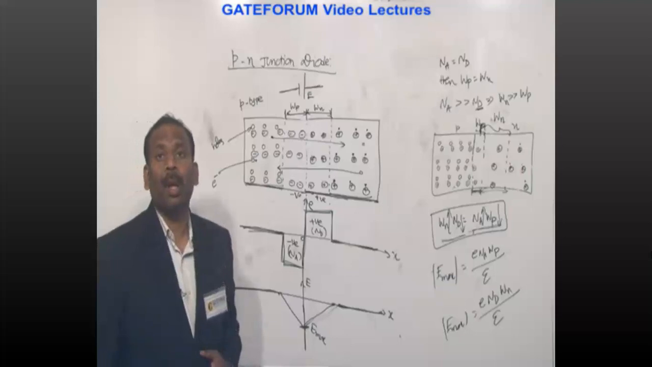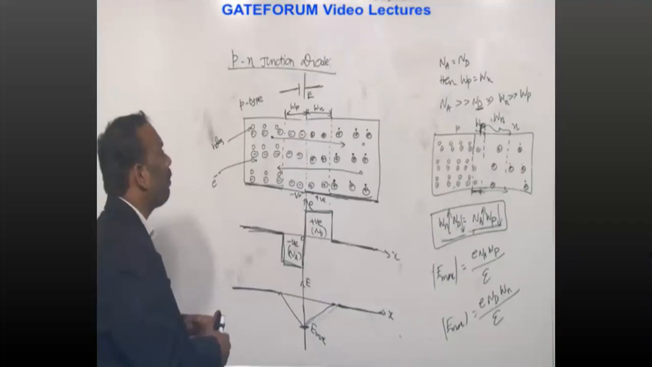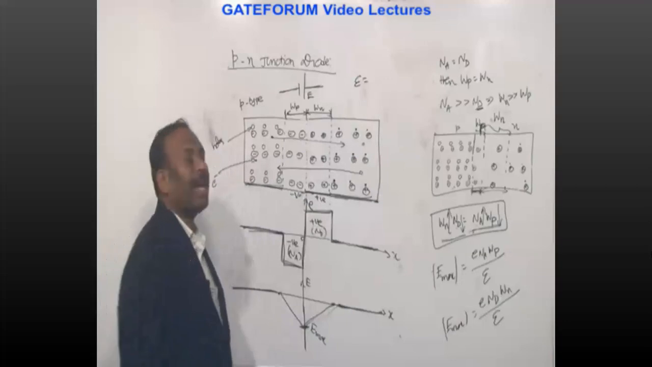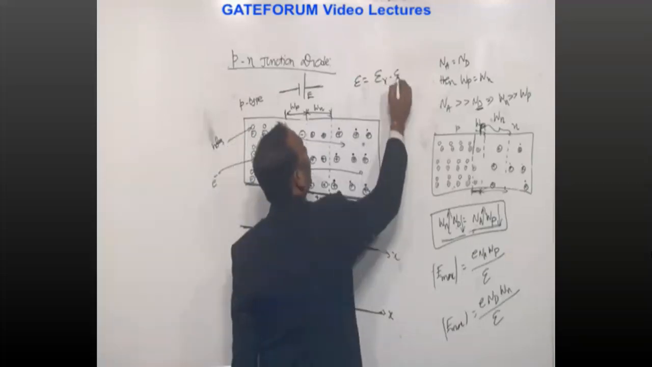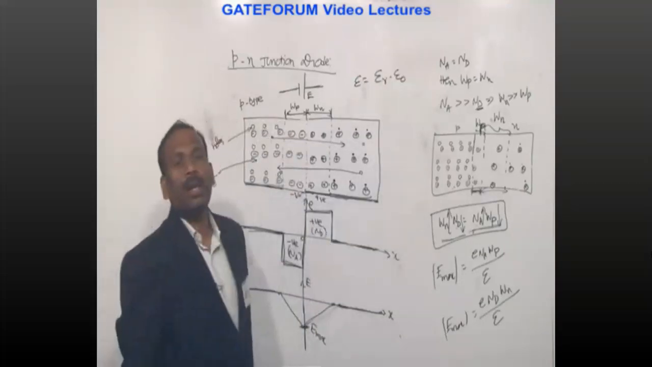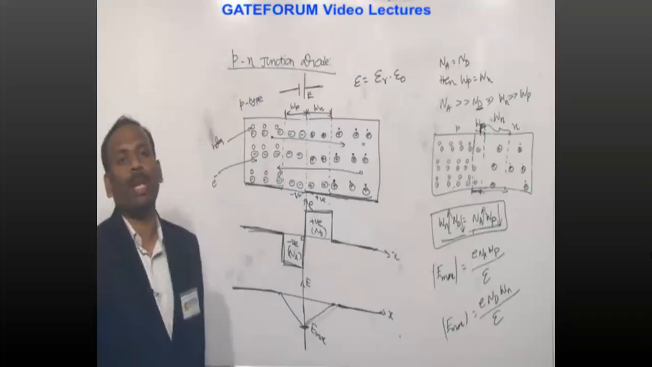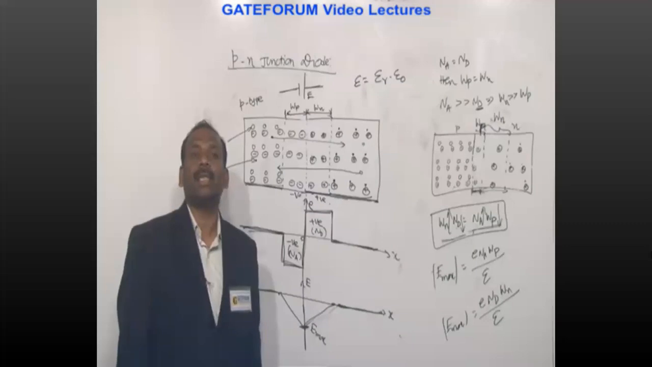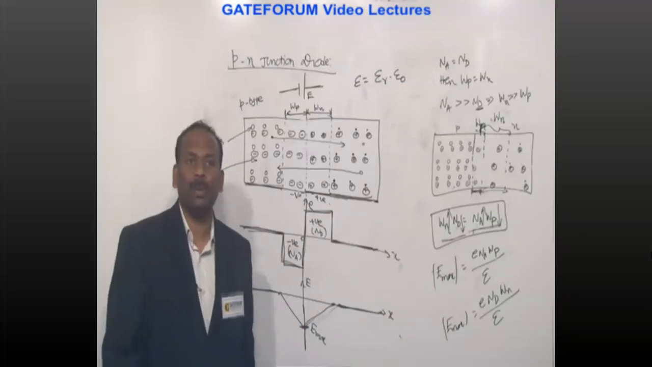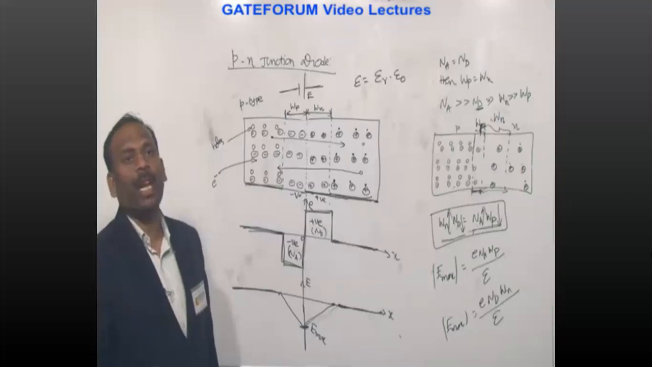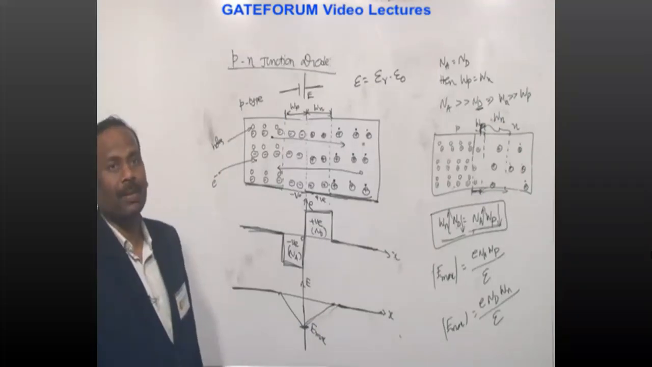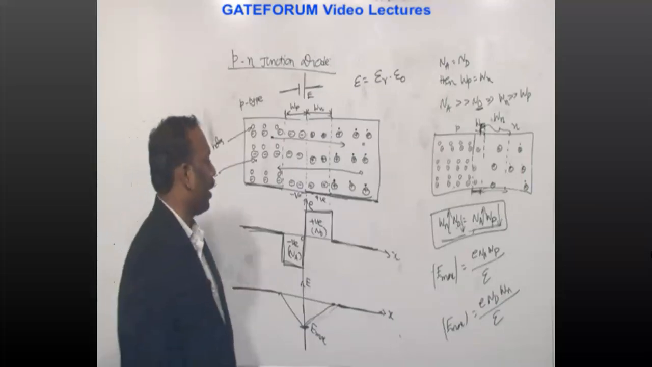What is epsilon? Epsilon is permittivity and is given as epsilon r into epsilon naught. Epsilon r is the relative permittivity of the dielectric. Epsilon naught is the free space permittivity. It's a constant, some value is available. Epsilon r is the relative permittivity. Clear? Next.